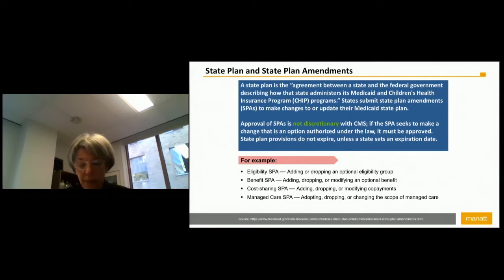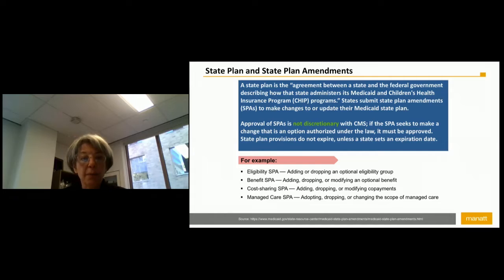So, state plan amendments. The state plan really is the way that a state lets the federal government know, and the public, that the state is in fact covering the mandatory populations and mandatory benefits. It is a public document, although sometimes hard to make your way through. It's also the way for a state to tell the federal government what options it's picking up or dropping at any given time. So it is, and this is the official definition, the agreement between the state and the federal government describing how it is going to run its Medicaid program. And it is often amended, right? Those amendments are fondly known as SPAs, state plan amendments.